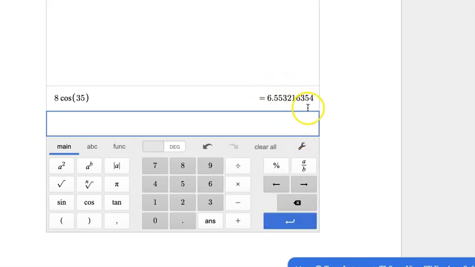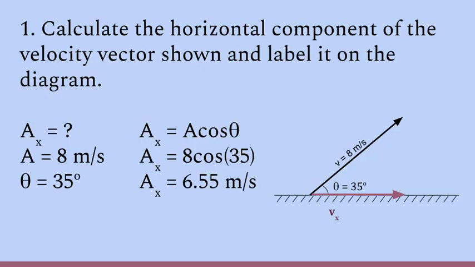Now if you got something else, you might be in the wrong mode. There's a mode on every calculator for radians and a different one for degrees. You need to be in degrees mode. If you're in radians mode, you're going to get the wrong answer. So 6.55 is the correct answer.